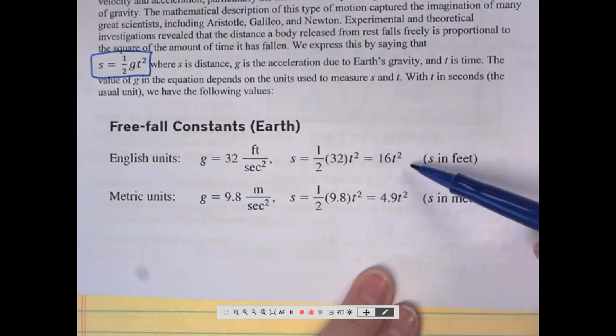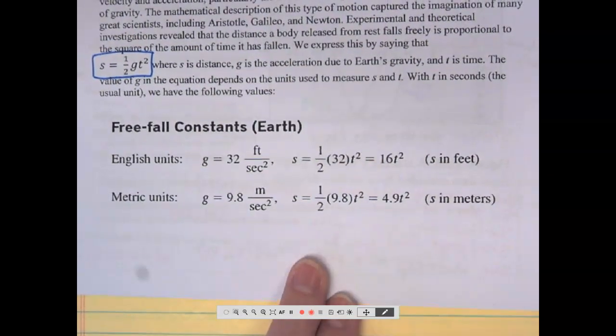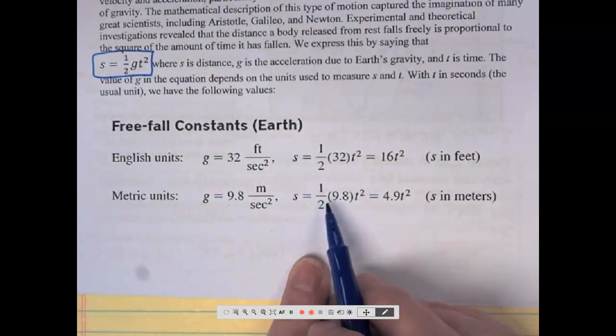So you'll see this 16t squared and 4.9t squared. We've used both of those already. And of course the 16 and 4.9 are coming from the 1/2 times the gravity.